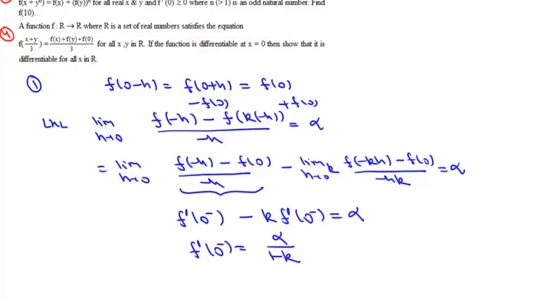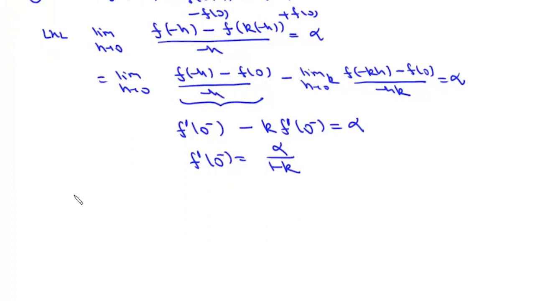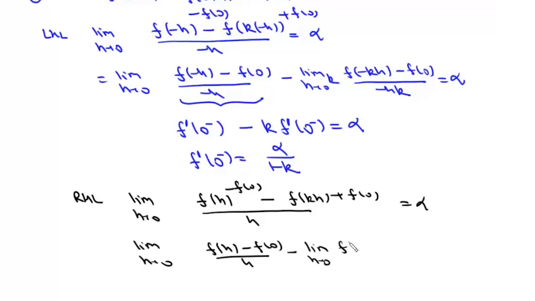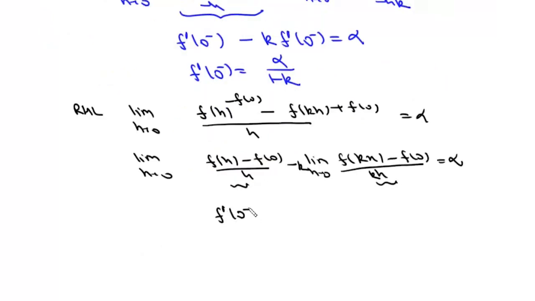Now in the same way, we'll find its right hand limit. For this right hand limit, we can write limit h tends to 0, (f(h) - f(kh))/h. Now we'll subtract f(0) and add f(0), and this is equal to alpha. So it'll be this limit h tends to 0, (f(h) - f(0))/h minus this limit h tends to 0, (f(kh) - f(0))/h, it is equal to alpha. Now here again we'll multiply and divide it with k. Now these are right hand derivatives at 0, so it'll be f'(0) positive minus k into f'(0) positive, that is equal to alpha.